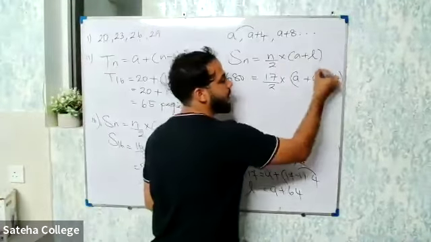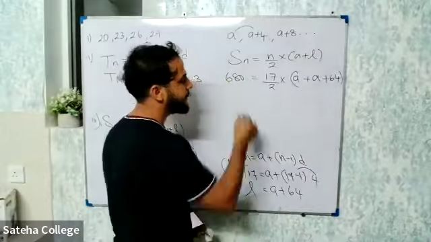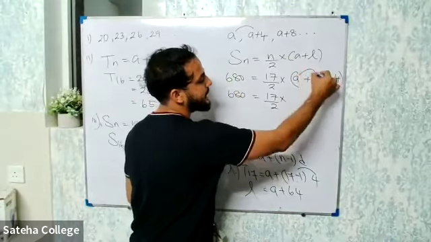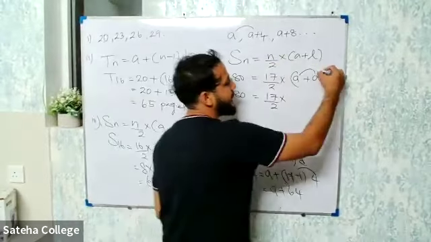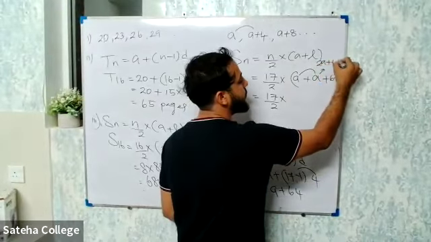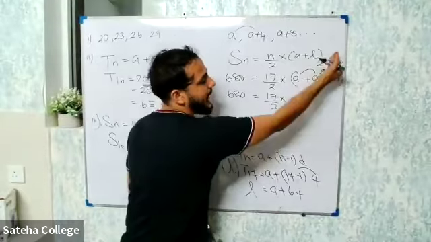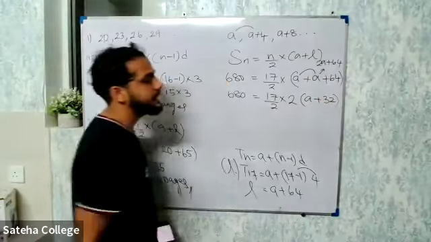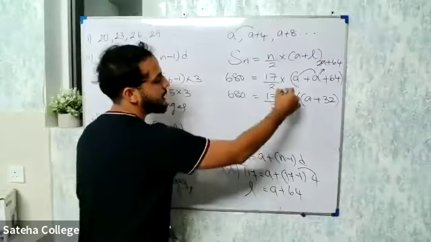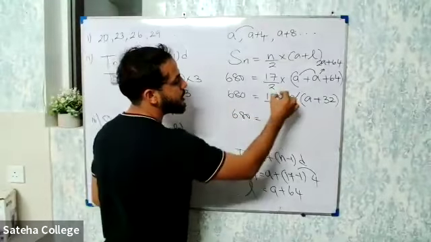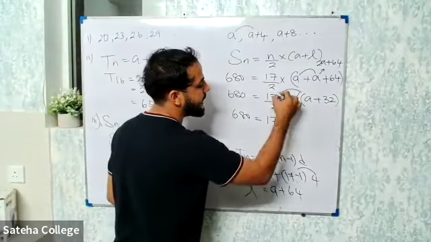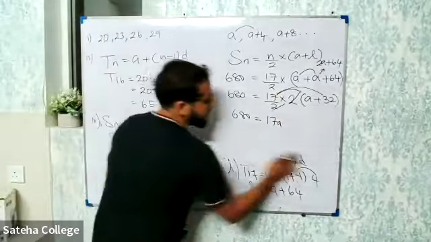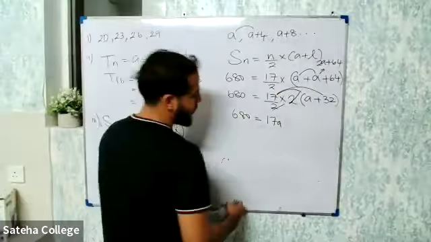Now if you solve this equation, we can find the value of A here. So 680 is equal to 17 divided by 2. Do the addition: A plus A is 2A, plus 64. Now to get rid of the denominator, I can take the 2 outside. If I take the 2 outside, what will I have? A plus 32. Now I can cut this off here.